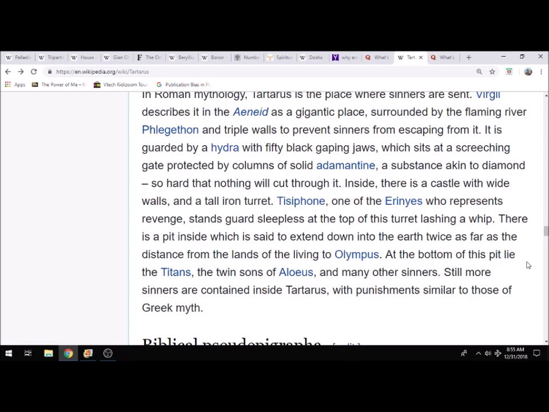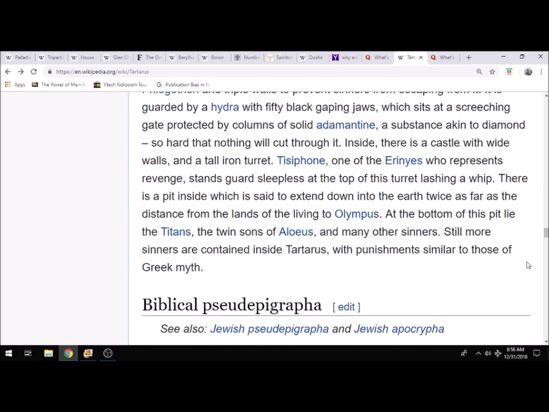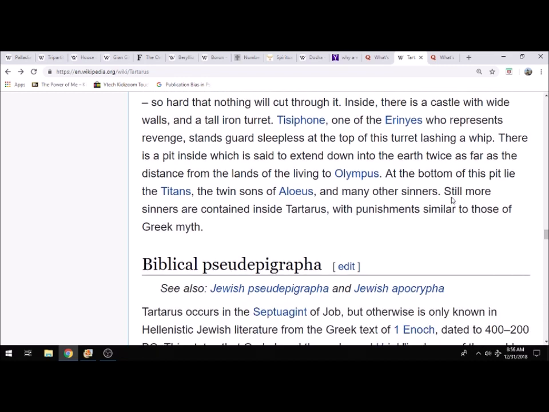There's a castle with wide walls and a tall iron turret. Tisiphone, one of the Furies, who represents revenge, stands guard sleepless at the top of this turret, lashing a whip. There is a pit inside, which is said to extend down into the earth twice as far as the distance from the lands of the living to Olympus. The bottom of this pit is the Titans, right? So, as with, I guess, most Roman myths, they just kind of echo right there.